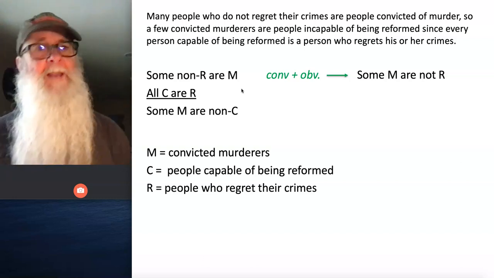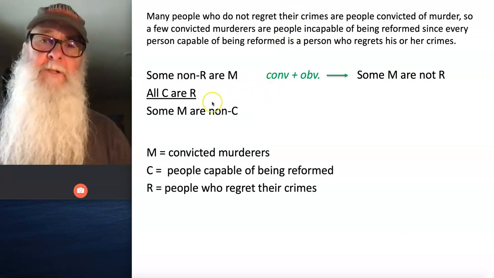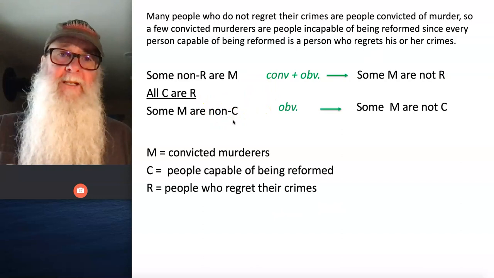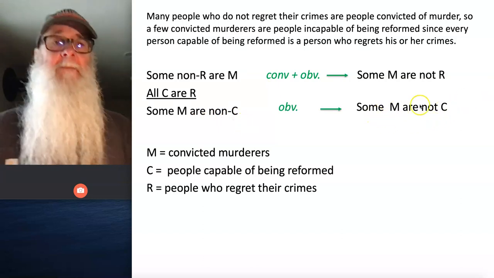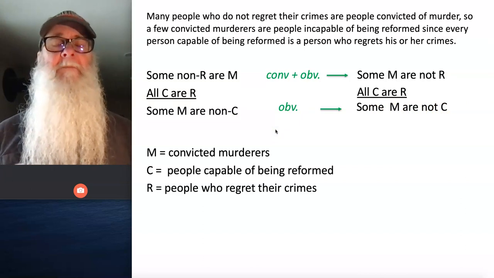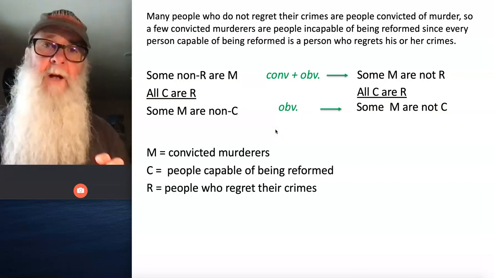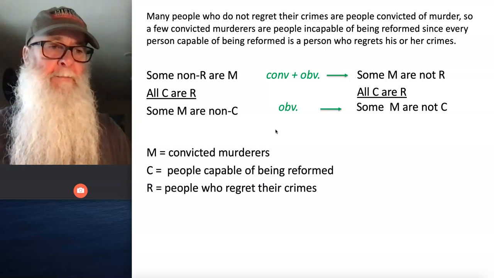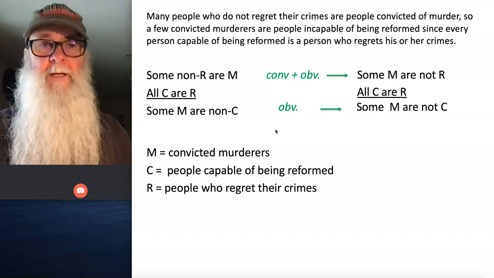So we want to convert and then obvert. For this conclusion statement, we want to eliminate non-C, and we can do that really easily by just obverting it. And when we do that, we get the statement some M are not C. And we can then just carry forward our second premise, all C are R. And now we've got the argument reduced down to three terms that appear exactly the same way 2 times each.